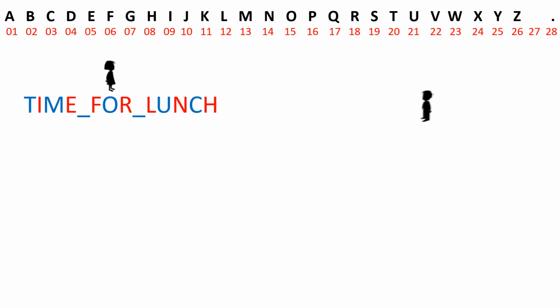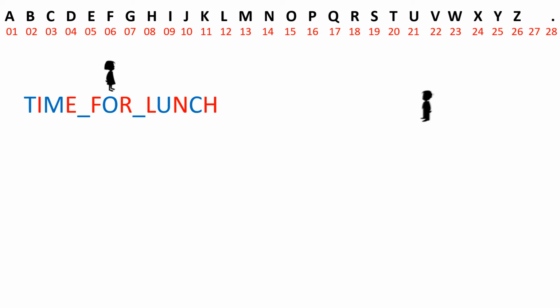So let's say that Alice wants to send the information to Bob that says "time for lunch." Okay, and the underscores mean there's an empty space, so it splits up the actual words. So what she could do is just write out the alphabet A through Z and start with 1 at the very left and go all the way up to 26.